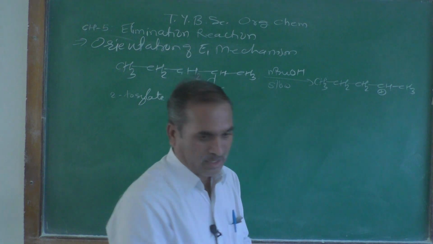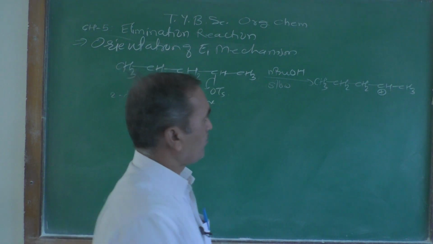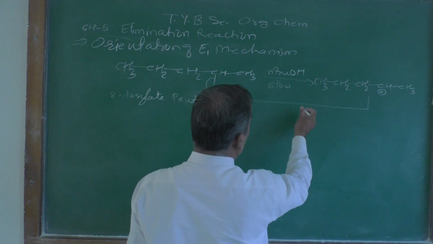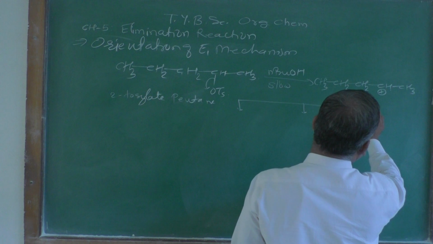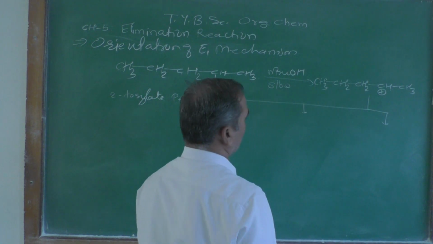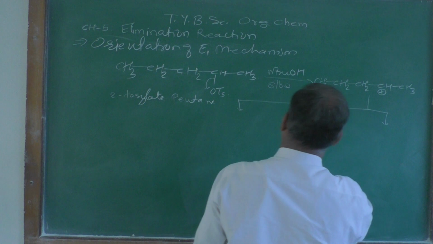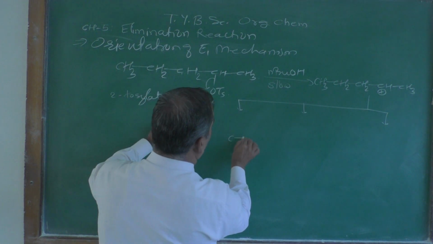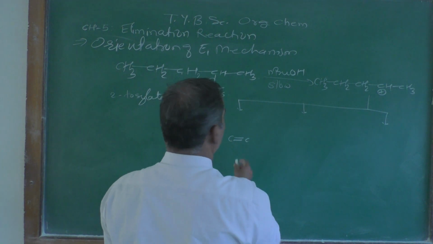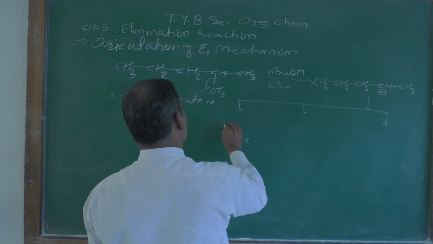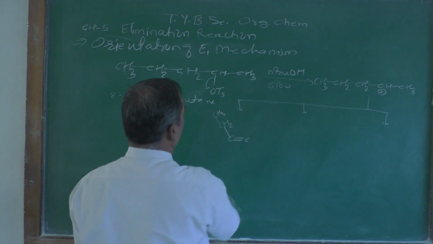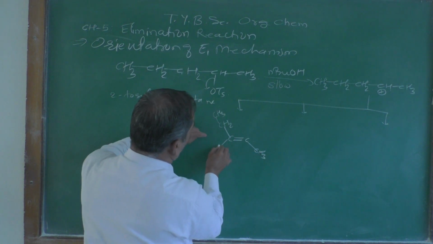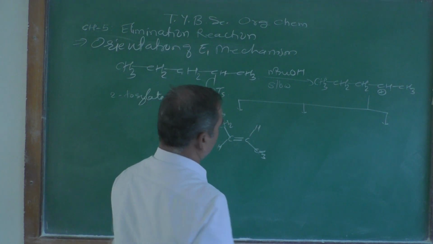When the positive charge comes on this carbon atom, what is the next thing happening? There will be a rearrangement, or 3 products are formed. Let us see how these 3 products are formed. When a proton is lost from here, you get this type of product with a carbon-carbon double bond, with CH2 and CH3, another methyl group, and one hydrogen atom and another hydrogen atom.